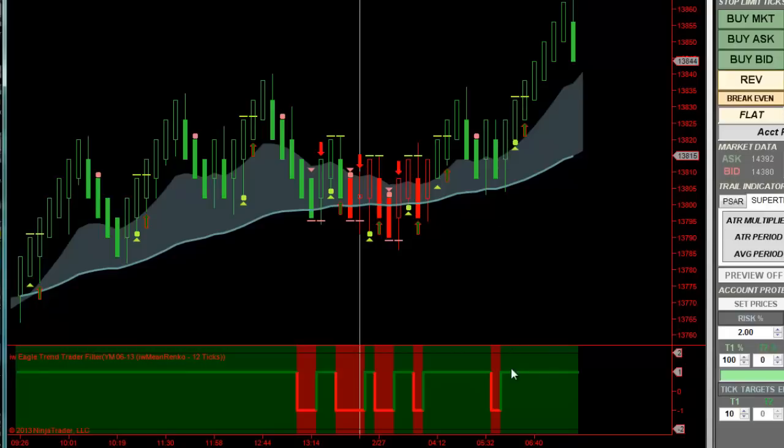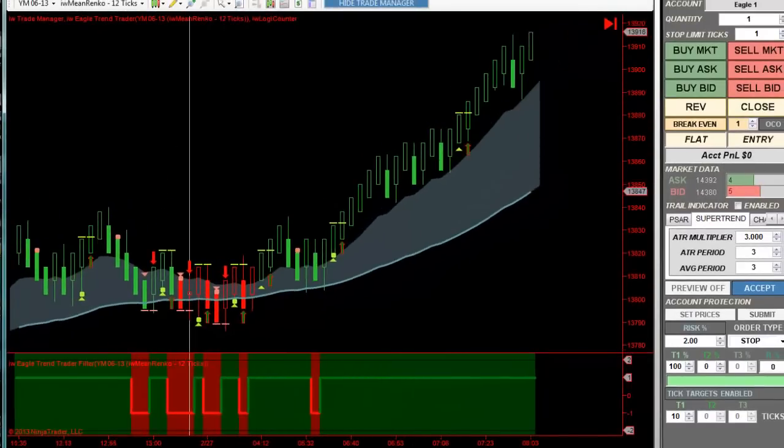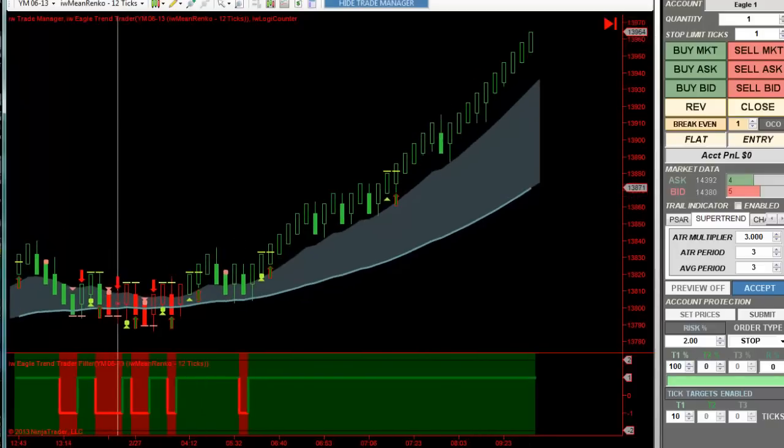So we pay close attention to the filter, see who's gaining the upper hand in the marketplace, then we wait for our signal, and we're usually very well rewarded for waiting a little bit longer. Oh, look at that beautiful move. My goodness, that's just going on and on. So that's the Eagle Trend Trader. And again, very simple to use, very clear signals, and just a couple of little considerations there that you want to keep in the back of your mind when you're trying to distinguish one signal from the other, which is going to be the better one.